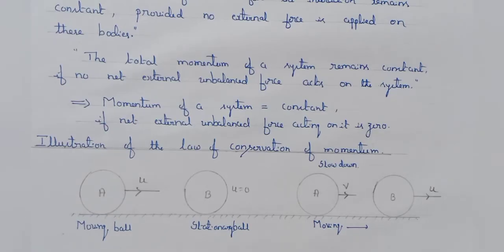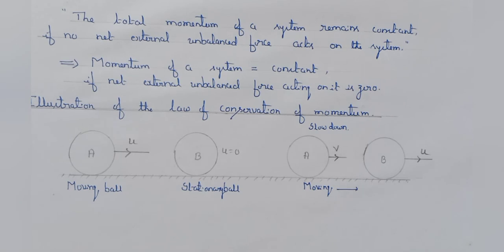For example, consider a moving ball and a stationary ball. Let a moving ball collide with a stationary ball lying on the ground. After collision, the moving ball will slow down. It means its velocity decreases after colliding with the stationary ball. On the other hand, the stationary ball begins to move. It means its velocity increases after the collision.